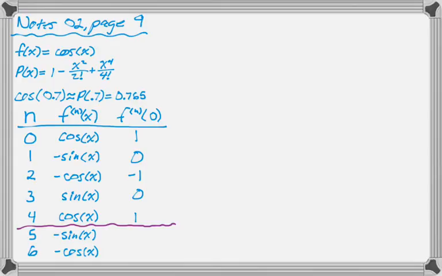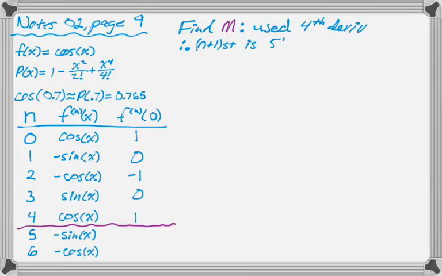So let's do this. I need to find m. I used the 4th derivative to write the polynomial. So what I need is my n plus first derivative, which will be the 5th derivative. Okay, so m is the maximum of the absolute value of the 5th derivative on the interval from 0 to 0.7. 0 because it's the center, 0.7 because that's where I'm approximating the function.